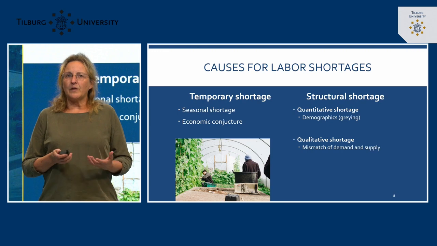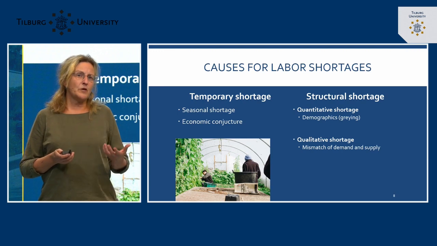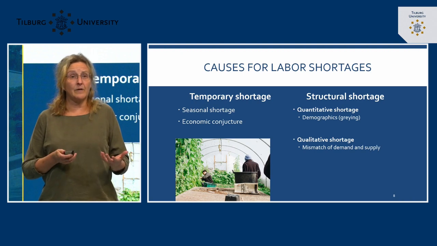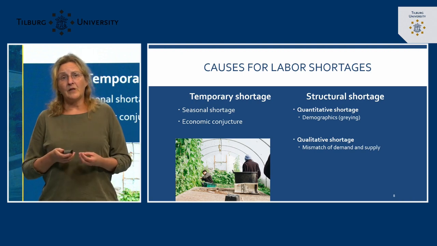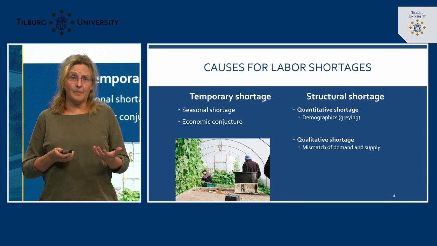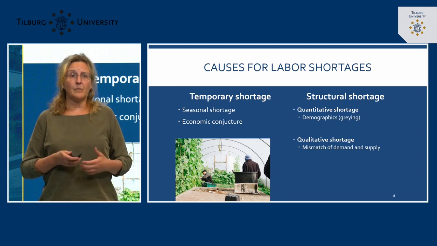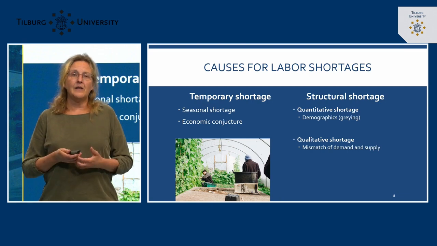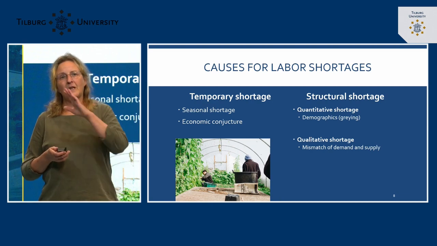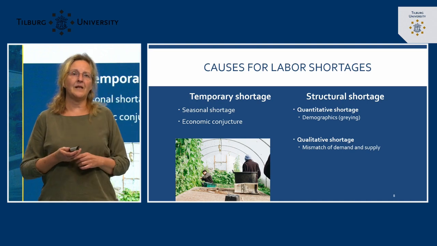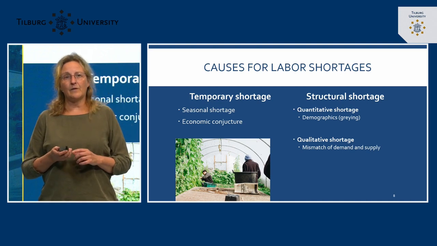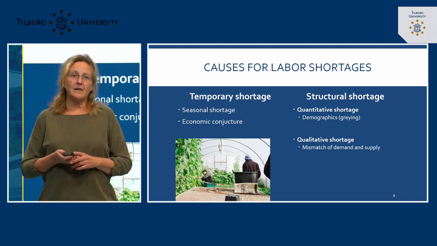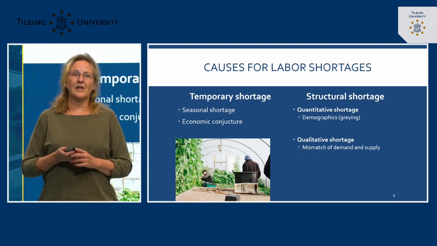So what are typical causes for these labor shortages? Well, some shortages are temporal. They come and go with the seasons. For example, in agriculture, in the harvest season, they need many employees, but in the winter time, when there's rest, no people are needed. So the shortage is temporary. And the same we see with the tides of the economy. When there's high tide in the economy, there's a large need for employees, and when there's a low tide, many employees are made redundant, and there is no shortage, so to speak.